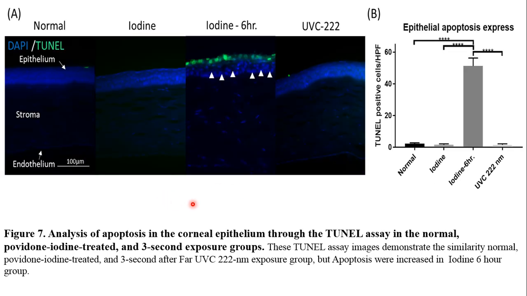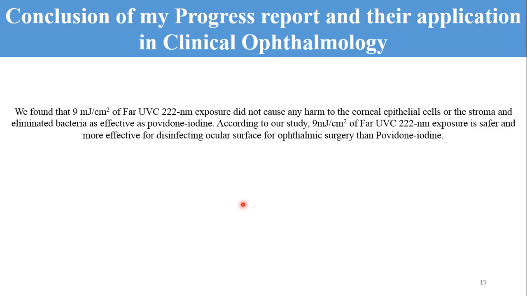And this is another figure to check apoptosis. This also gives us the idea that if we use iodine, it also causes some DNA damage, which we checked by the TUNEL assay. And this is the conclusion of my progress report and its application in clinical ophthalmology.